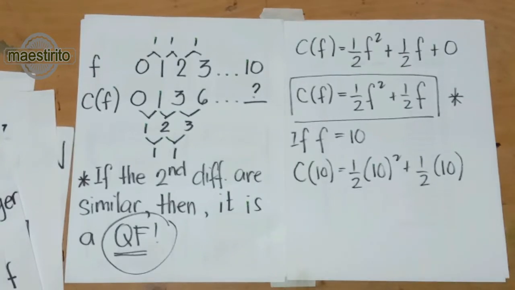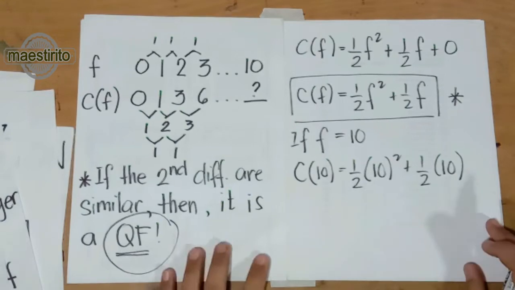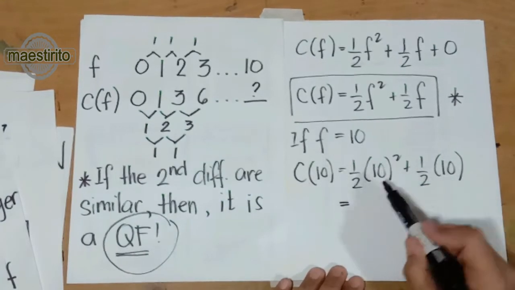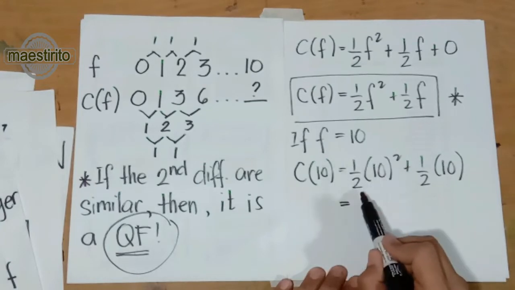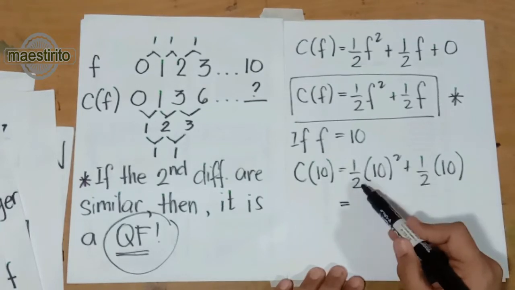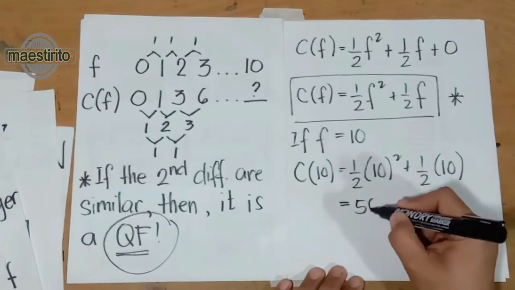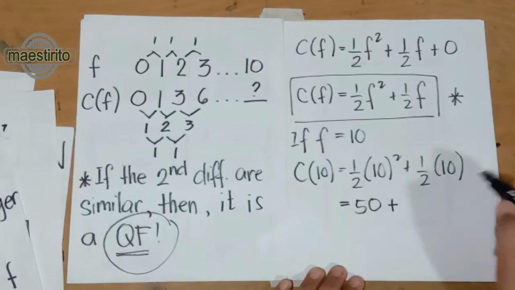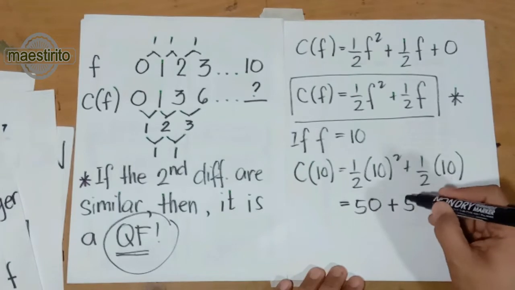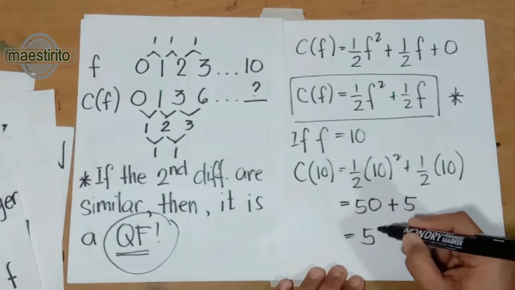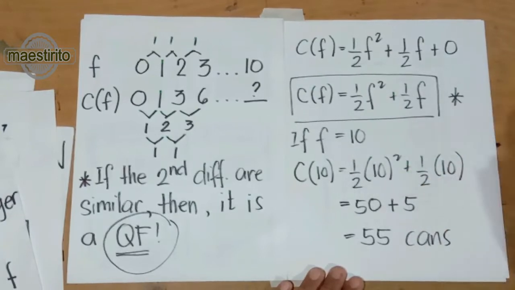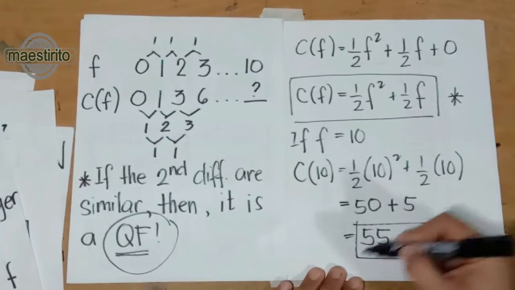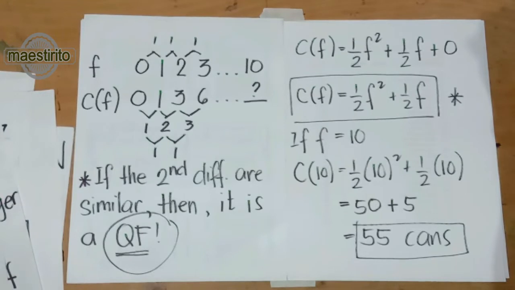Again, if you think I am too fast for this one, you may watch the video again. Okay, so that's 10 squared. So we have to do this first before multiplying it by 1/2. So 10 squared is 100, times 1/2, and that will give us 50. Plus, of course, the 1/2 of 10 is 5. Therefore, there will be 55 cans for the 10th figure. Are you getting it now?